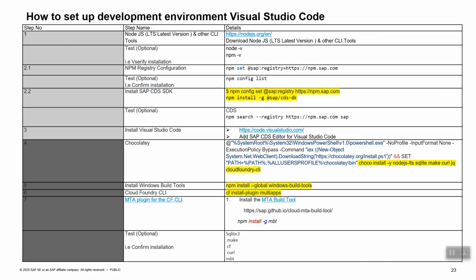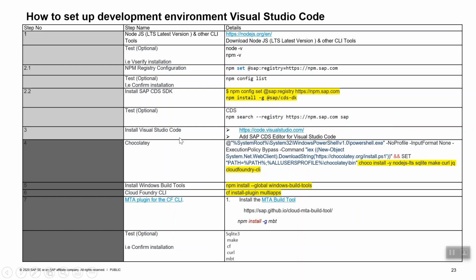So let me move to the slide. We have installed nodejs, then we configured the URL, then we installed the SAP CDS SDK. If you want, you can also verify which packages are available using this command, npm search. Just type registry, and it will give all the packages available from the SAP node package manager.